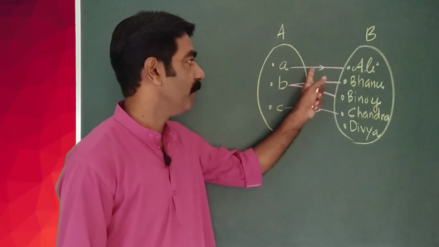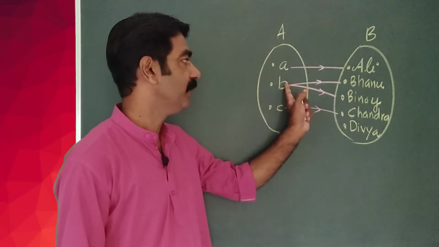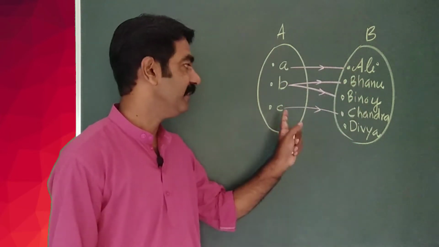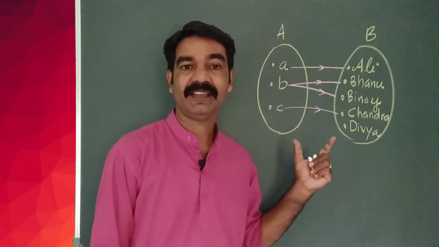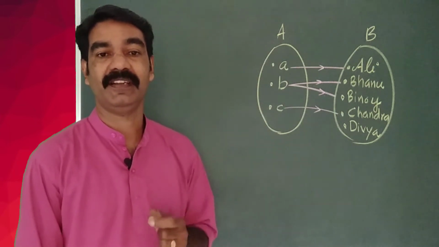And B is related to Binoy, because B is the first letter of the name Banu and Binoy. And C is the first letter of the name Chandra. So this is a relation from A to B. And this is a visual representation of the relation.